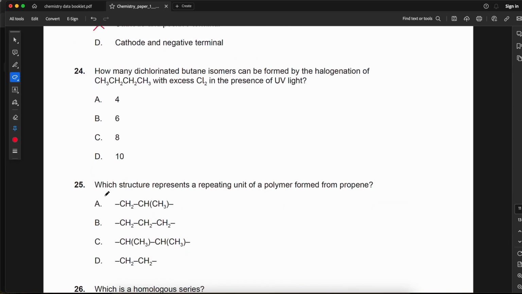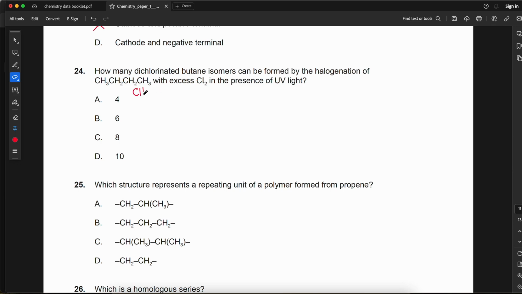How many dichlorinated butane isomers can be formed by the halogenation of butane with excess Cl2 in the presence of UV light? For finding the number of isomers, there is no other way except you try to draw the structures and then find all the possibilities that don't have the same IUPAC name. That's the only way you have to do. It's a lot of work, but what can we do?